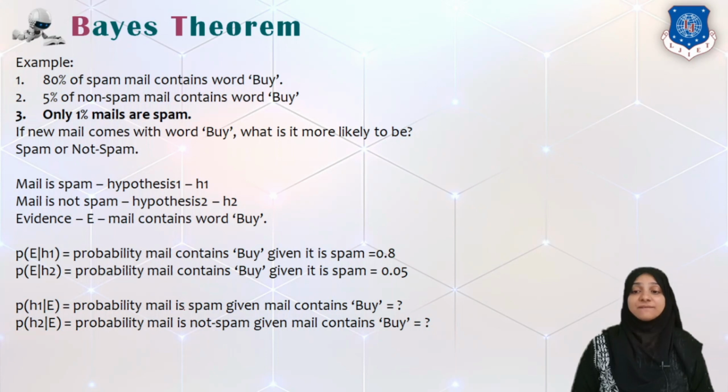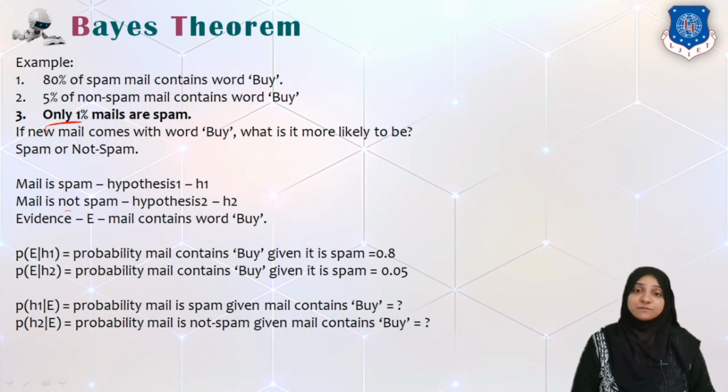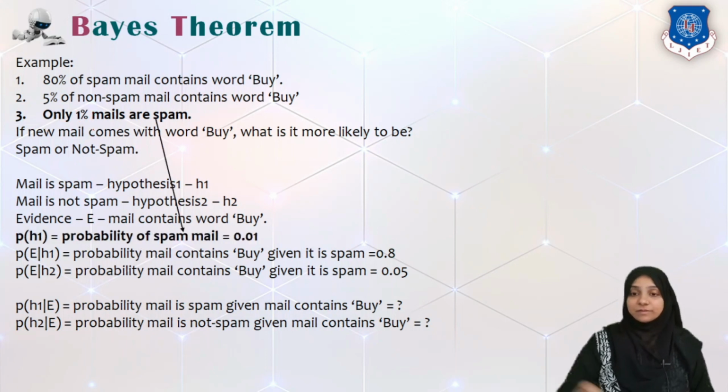So here we have two different likelihoods, but we do not have enough information. What is left is the third type of information. We must know how many mails are already spam and how many mails are not spam. So it is said that only 1% of mails are of spam type. So here we are provided with the third type of information, that only 1% of mails are of spam type. So we have the probability of H1, that is, the probability of supporting hypothesis 1 that the mail is spam, is 0.01.